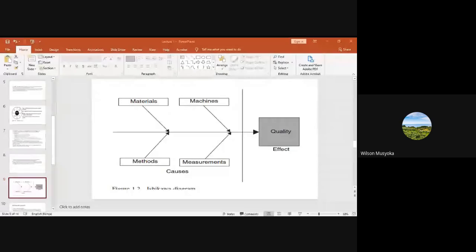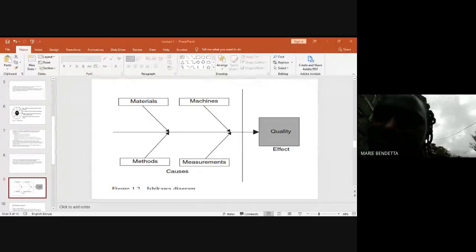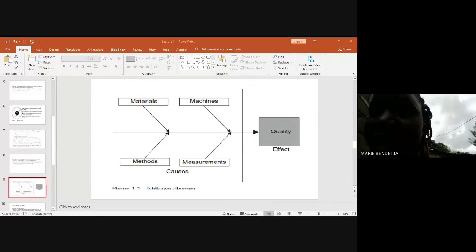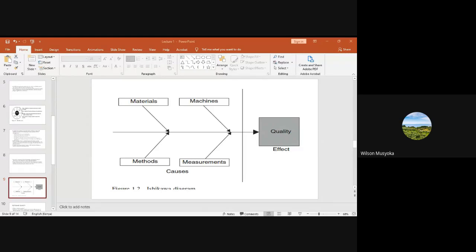Yes, Marie? I am asking about the cause effect diagram. Are we supposed to cram the way it looks? Is it examinable? Yes, it is examinable, and you need to understand it, because this is actually one of the bases which we shall be using as we continue. When you are looking at the materials, the machines, the methods, the 4 M's basically, those are the ones which will affect the quality of the product that you are going to get at the end of the day. Okay, thank you. Okay. Let us proceed.